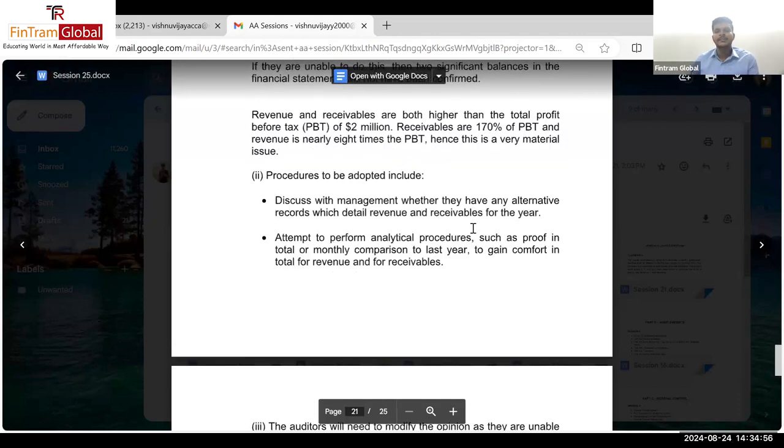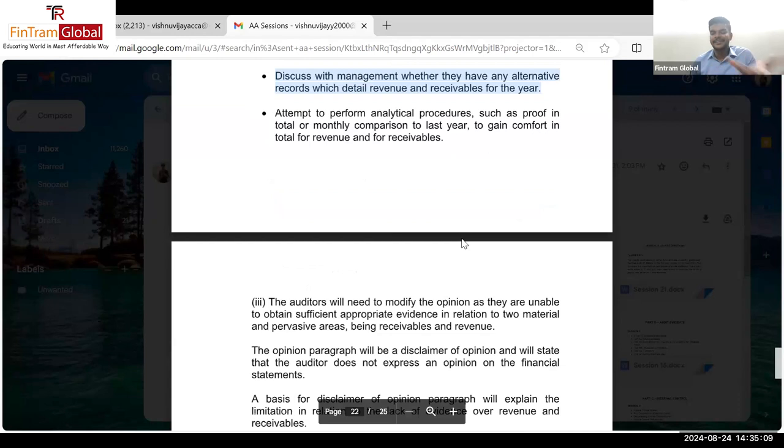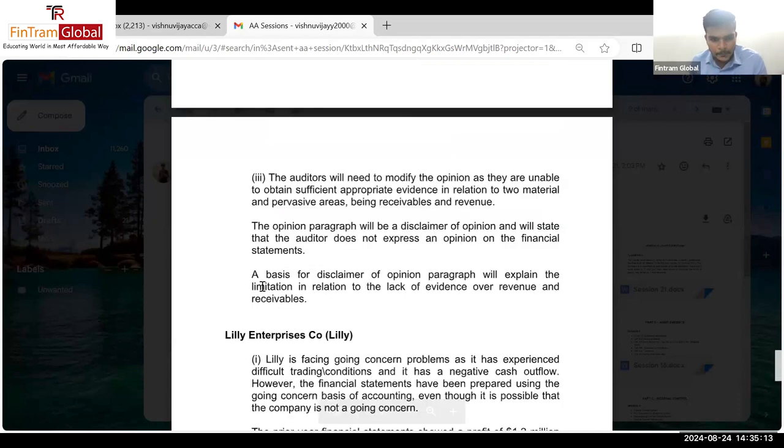We're asking the management for an alternative set of records, right? And if they don't have it, then it will be an inability to obtain sufficient appropriate evidence, not an accounting issue. So that's basically why we're providing a disclaimer opinion. Okay, my bad. So that's just it.